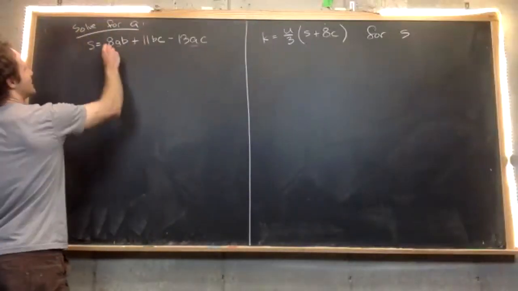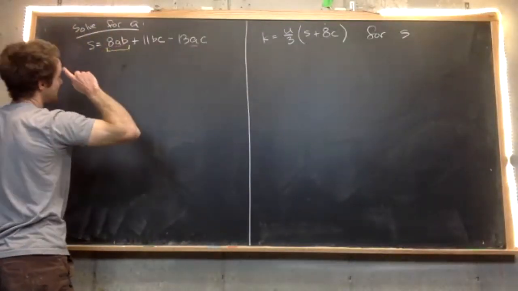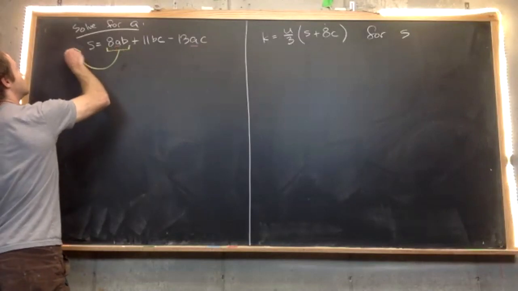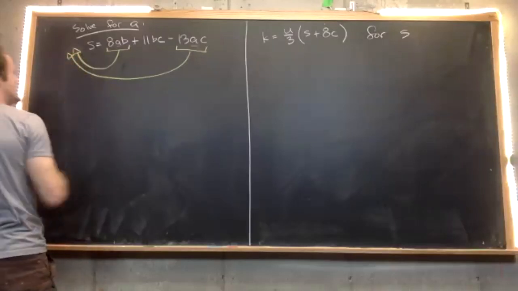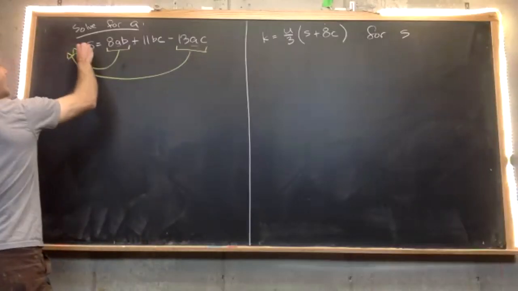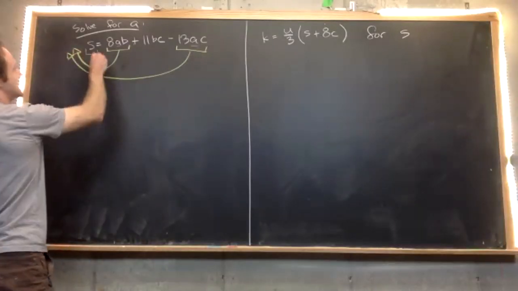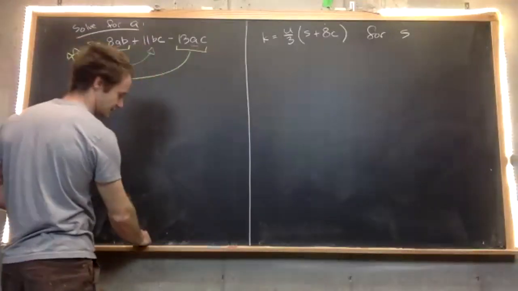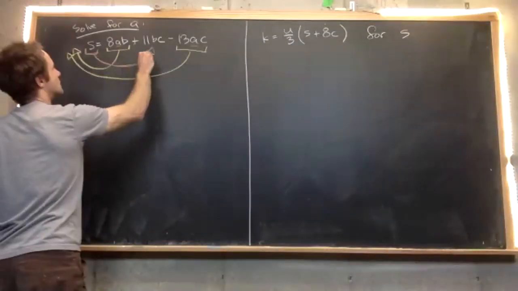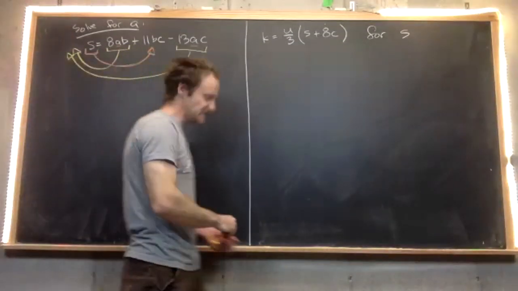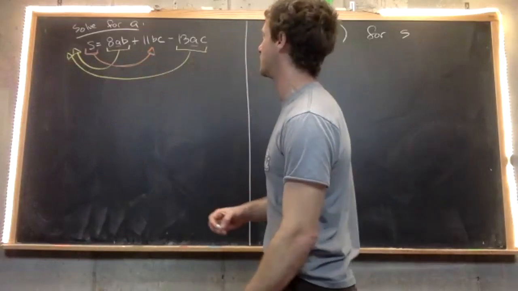And everything without an A to the other side of the equation. So that means I'm going to take this guy right here, move it over to the left of the equation. This guy right here, move it over to the left of the equation. And then this S right here, notice there's no A attached to it, so we'll move it over to the right of the equation. So let's see what we get if we do that.